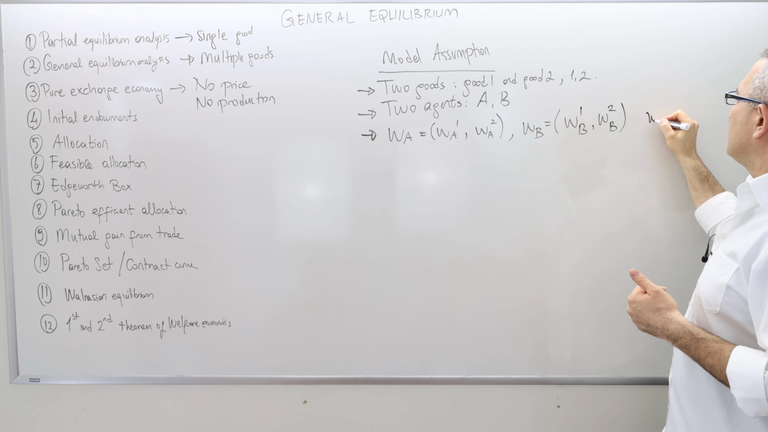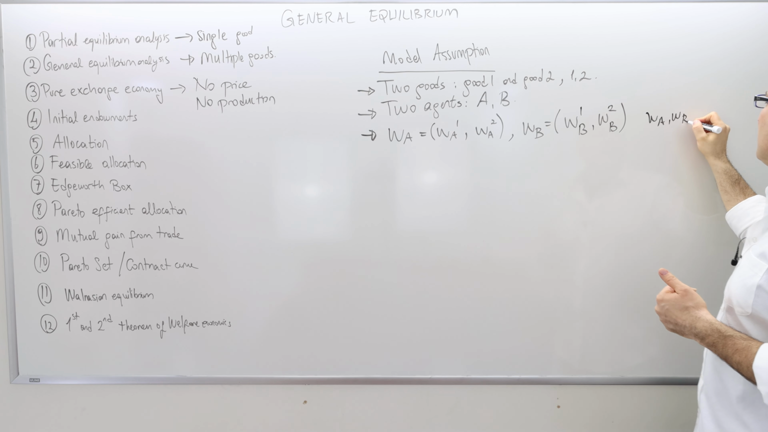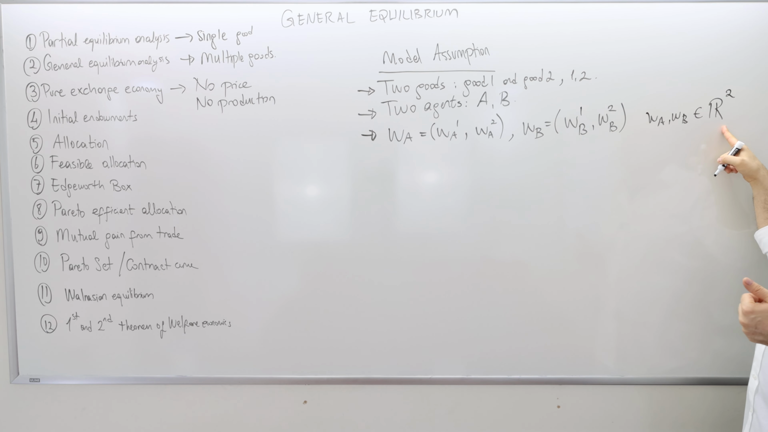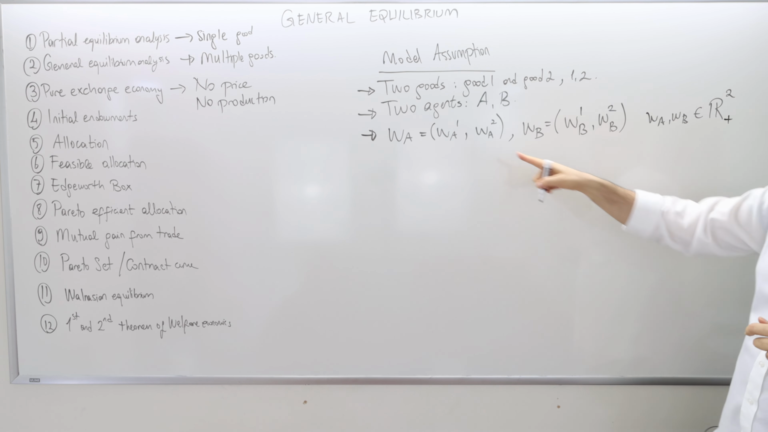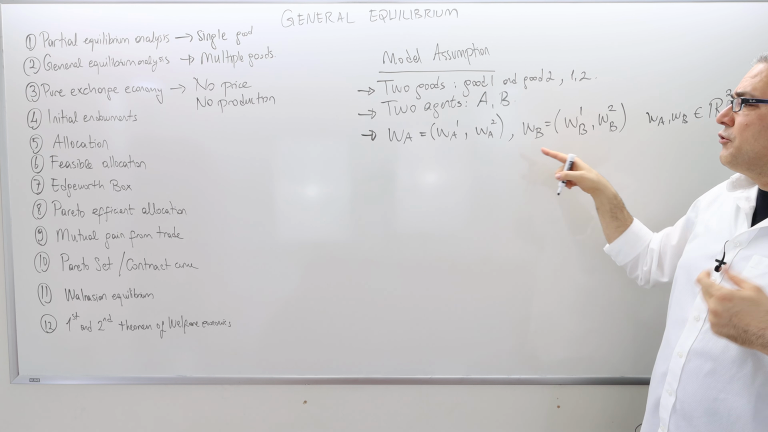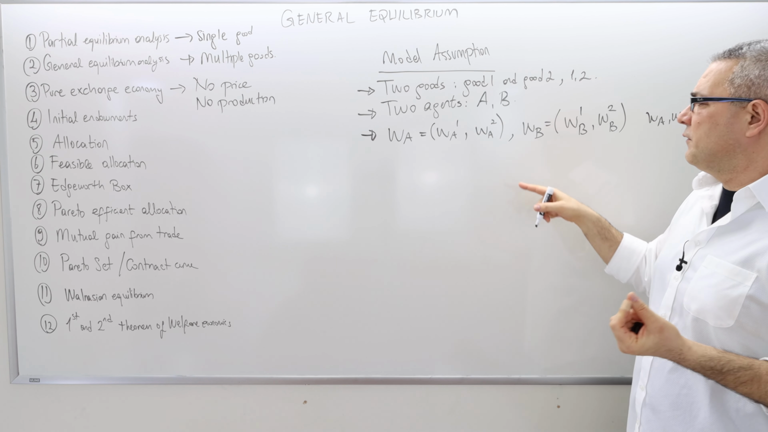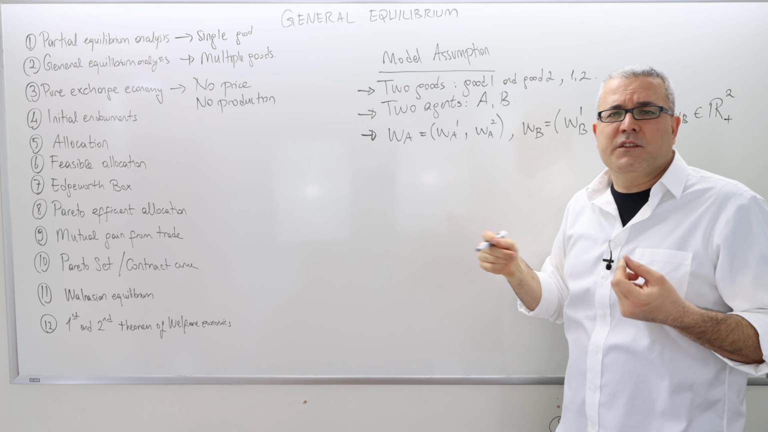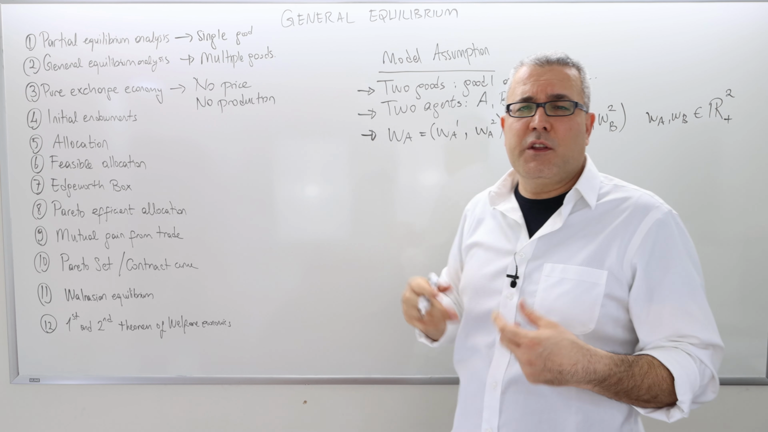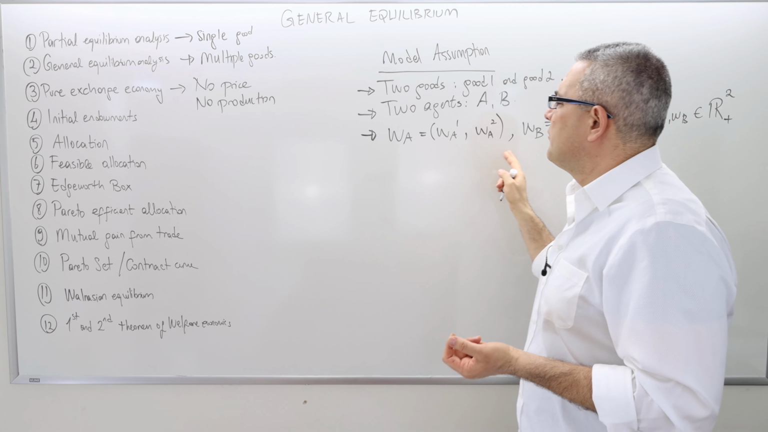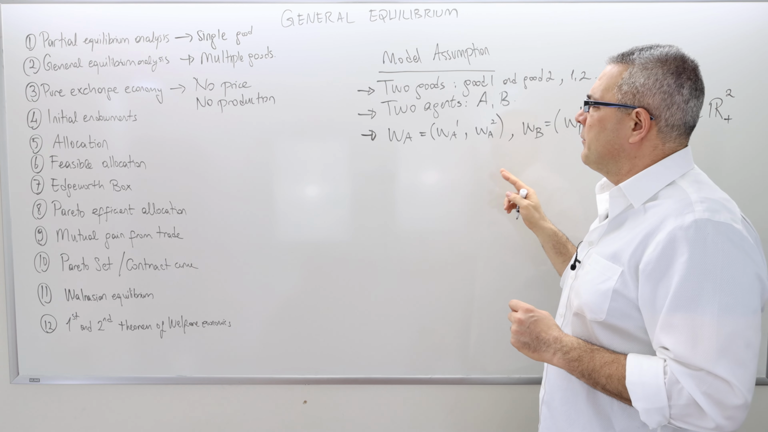Here WA and WB are vectors of non-negative reals. They can be 0, obviously. But somebody should bring some positive amount of good 1 or good 2, right? Because if everybody brings 0 amount of good 1 and good 2, there's nothing to consume, and hence the problem is not interesting. So somebody should bring some positive amount of goods.